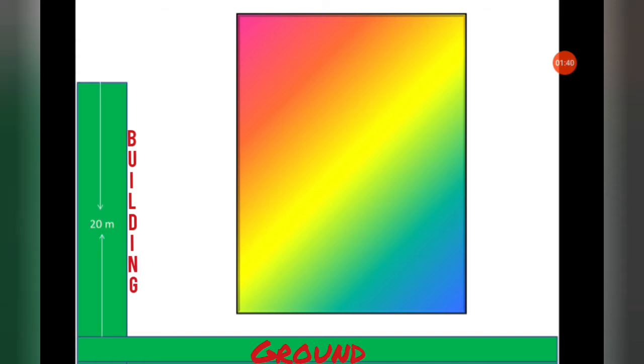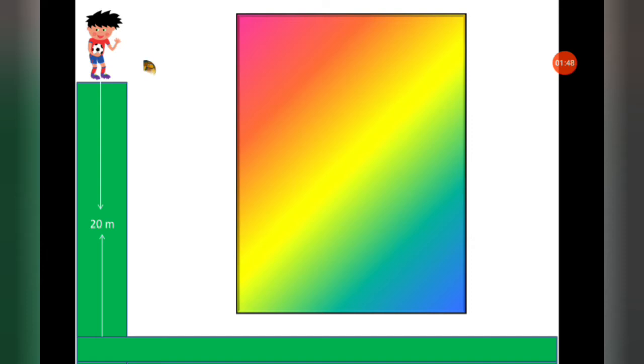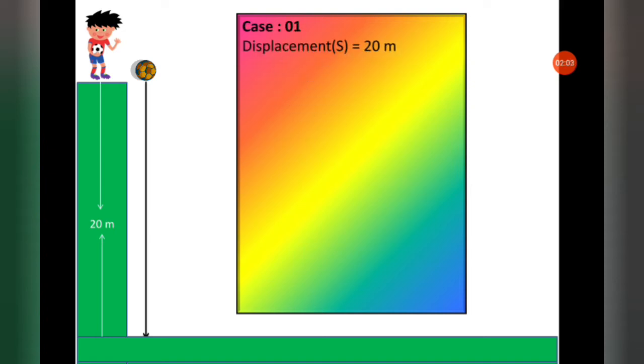Building is of 20 meter height and a boy is standing with a ball on it. The ball is dropped. Here is a ball. This ball is dropped by this boy and it will reach like this to the ground. So this is case 1 when ball is dropped. Displacement is 20 meter as the height of the building is 20 meter.